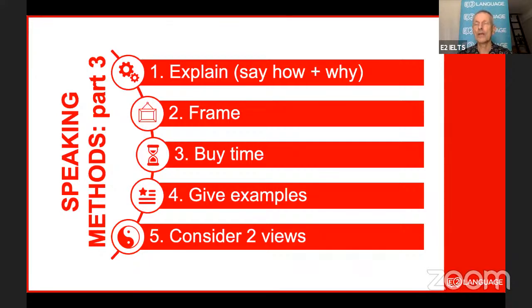All right. You could also consider 2 views, which means something like, well, last week I read that, but I remember hearing a podcast on that, and I think they said those kind of things. That's kind of framing as well. And it's good because it gives you time to think as well. So it's kind of buying time and framing all at the same time.